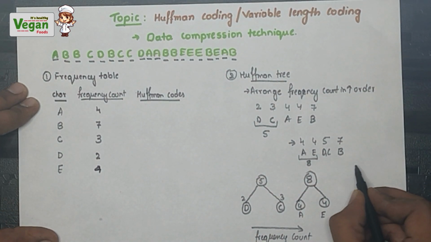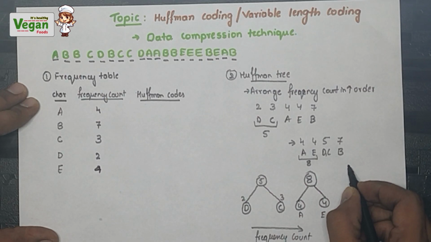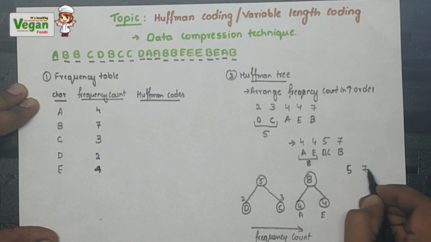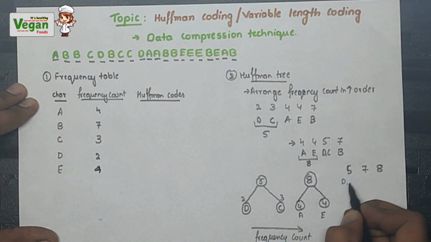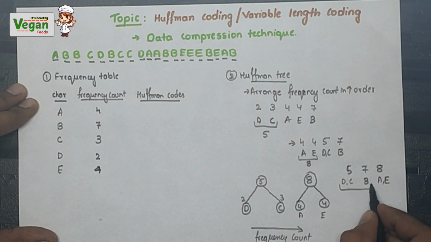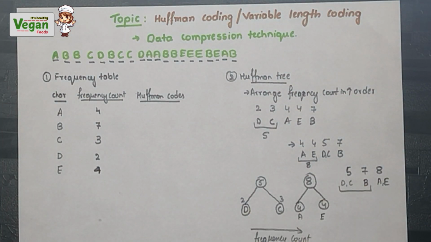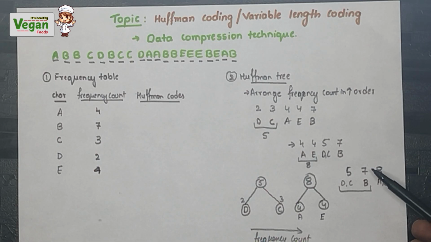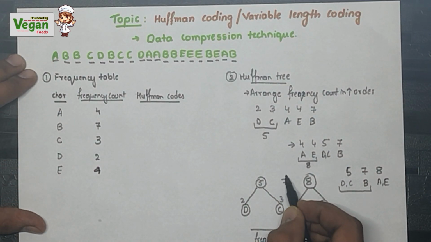Now in the next step, if you see the increasing order, 5, 7, 8. So 5 is of D and C, next 7 is of B, and A and E will be sharing the frequency count of 8. Now the least two frequency counts are 5 and 7. Now you must place 7, because 5 is already written. You must place 7 in a way that there is increasing frequency count when we traverse towards the right side. So I will be writing 7 here.